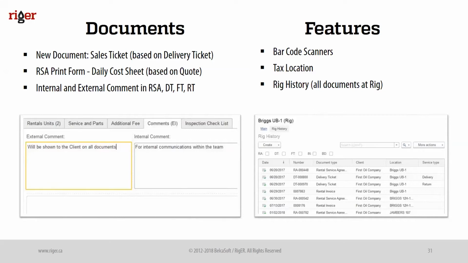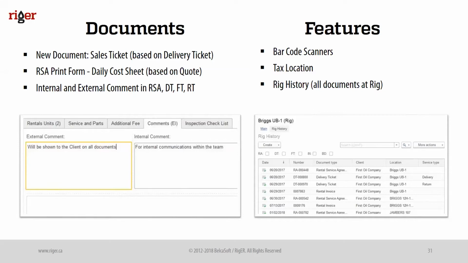We have also added internal and external comments in all the documents. As you can see on this screen, if you put some notes in the external comment, those notes will be shown to your customer on all documents and all print forms. The internal comment, on the other hand, works only internally, and it's a good tool to communicate within your team and to put notes and directions for your field technicians, service guys, or sales team, whatever.